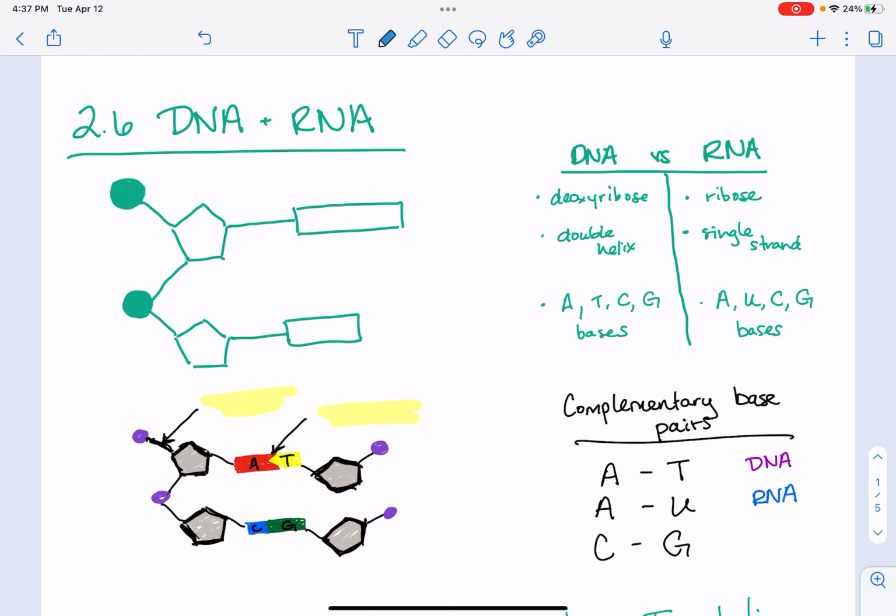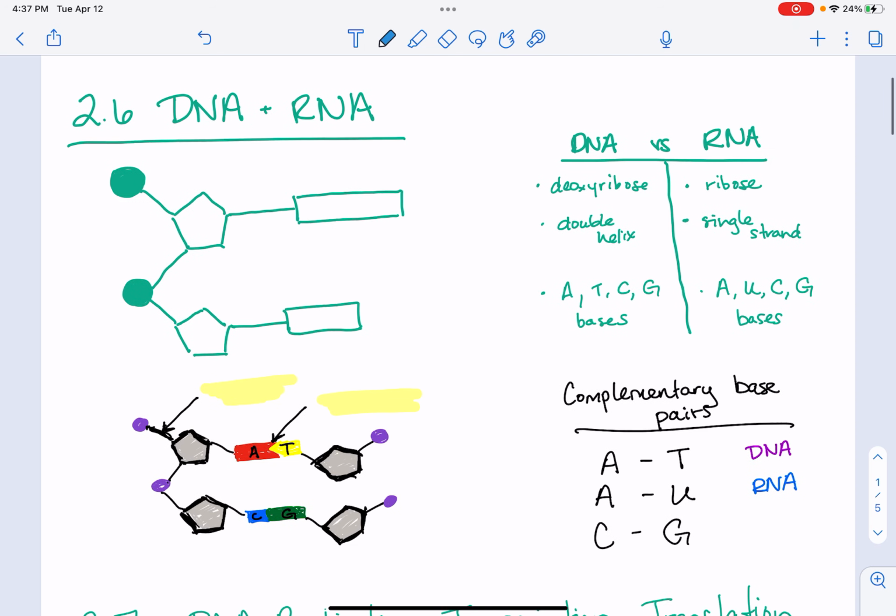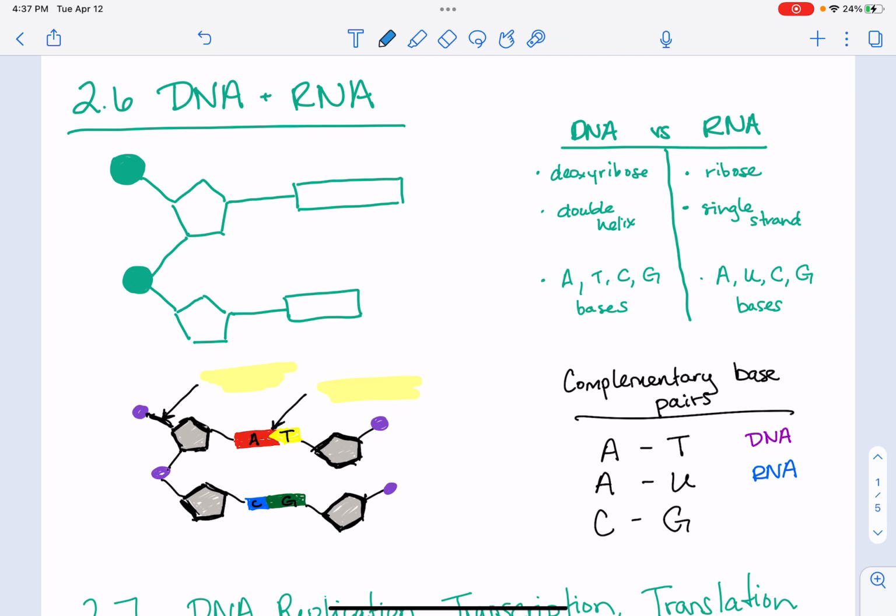Okay, topic two, part two. Hopefully this won't be as long as the first part. This will actually go a little bit quicker. But we've talked about carbohydrates, lipids, proteins. The only other biomolecules that we haven't talked about are DNA and RNA. So the first, 2.6, is about the structure of DNA and RNA.